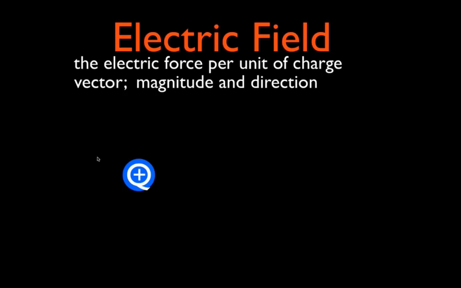I also want to say that in order to have an electric field, you only need one charge. Every charge has its own electric field. Now, we can have more than one charge and add up the electric fields, but in order to have an electric field, you only need one charge, which is different than Coulomb's law or the electric force. In order to have a force, you need to have two charges.